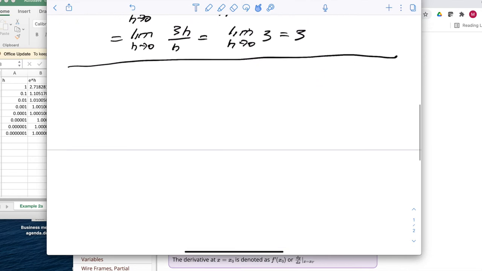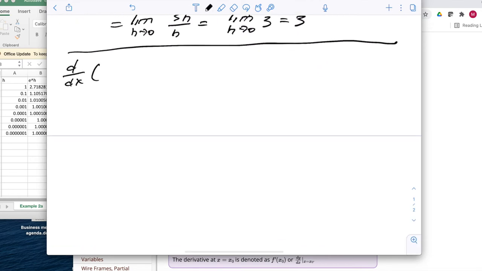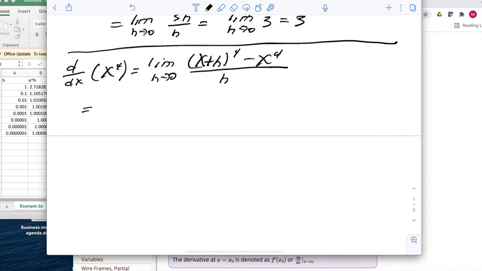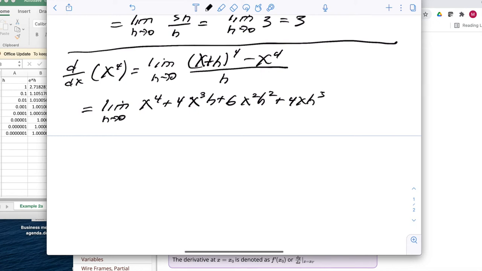To look at a more general case, I'm going to look at the derivative with respect to x of x to the fourth, and we're going to use the binomial coefficients and say this is, of course, the limit as h approaches 0 of x plus h to the fourth minus x to the fourth over h, which is the limit as h approaches 0 of x to the fourth plus 4 times x cubed h plus 6 x squared h squared plus 4 x h cubed plus h to the fourth, minus x to the fourth, all over h.